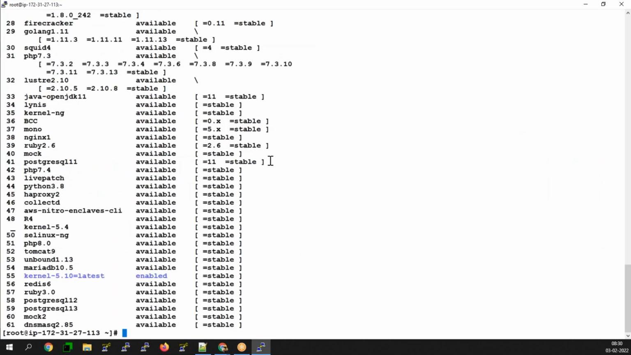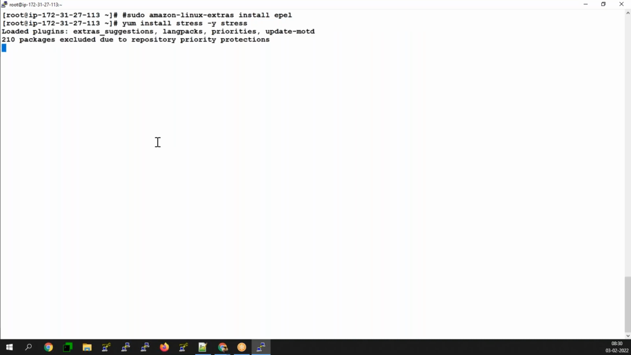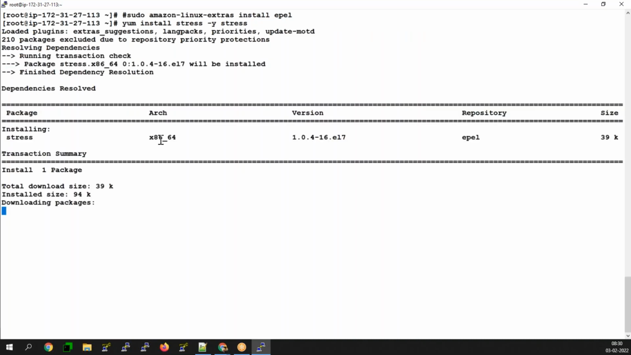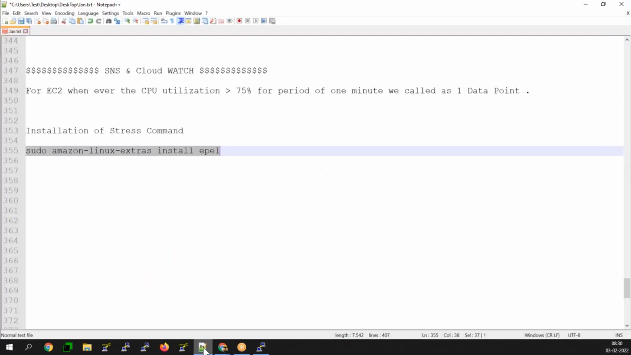So you are enabling the packages here. And then you need to install the respective stress command. What you are doing is installing the respective stress command here: yum install stress -y.